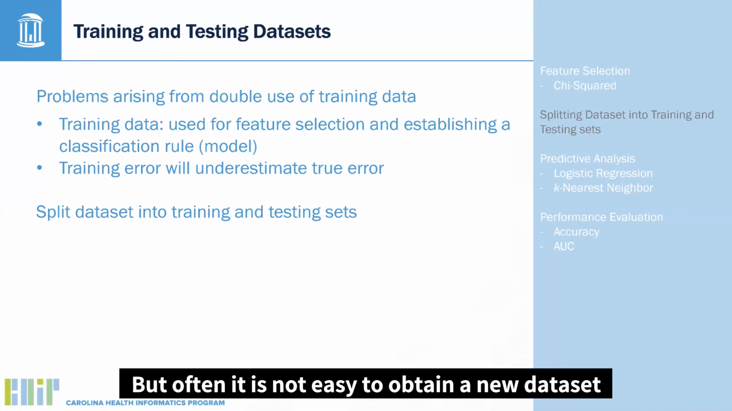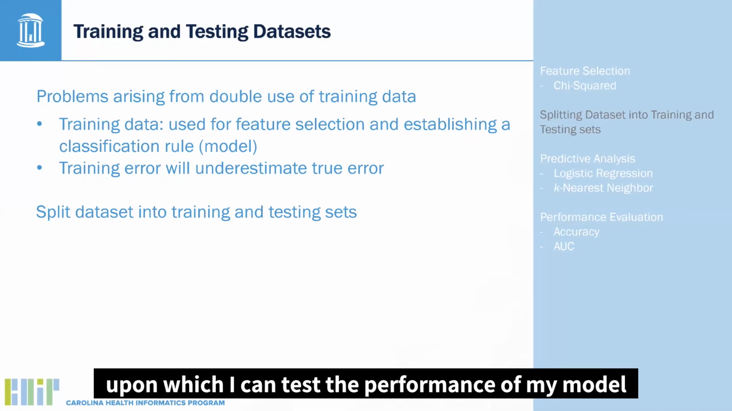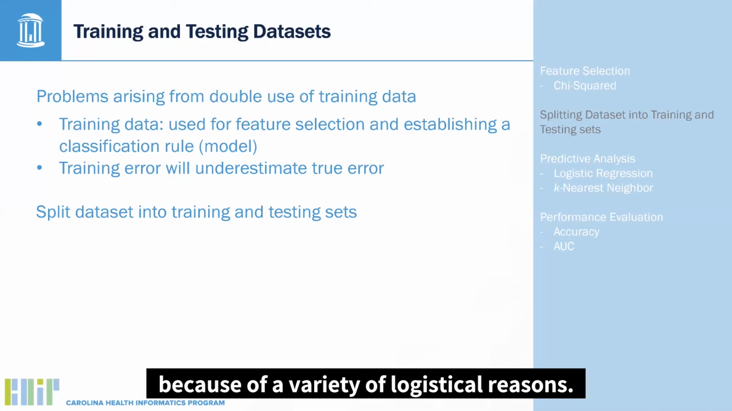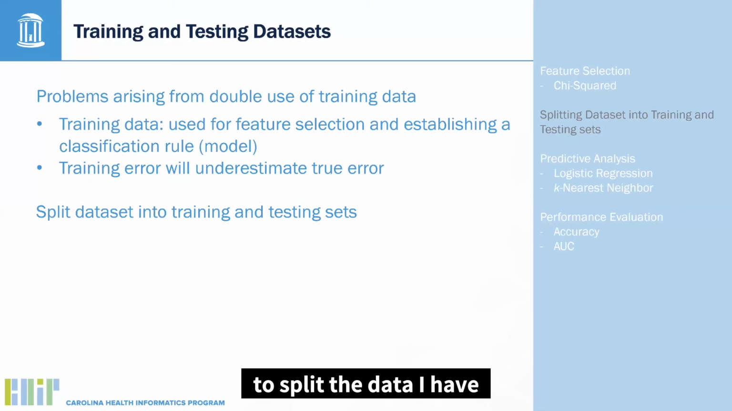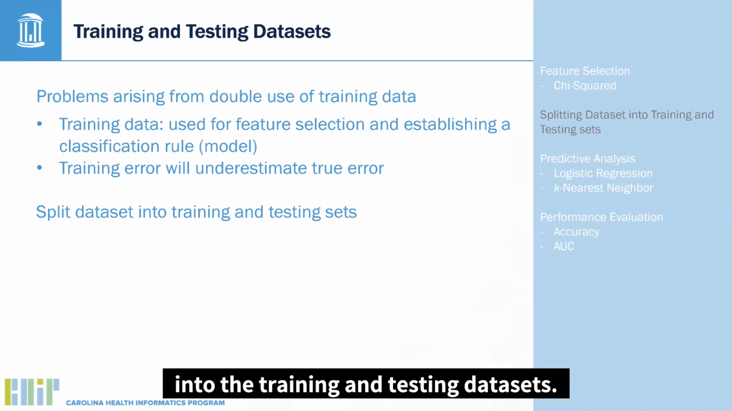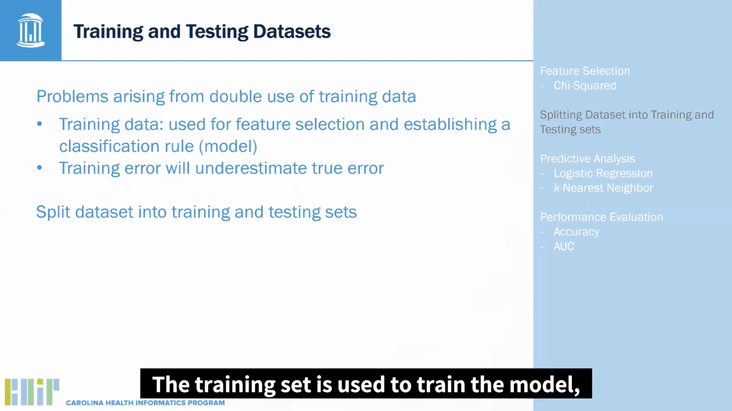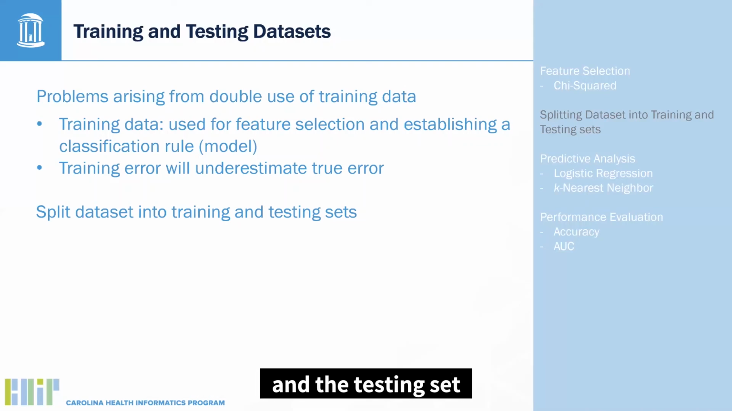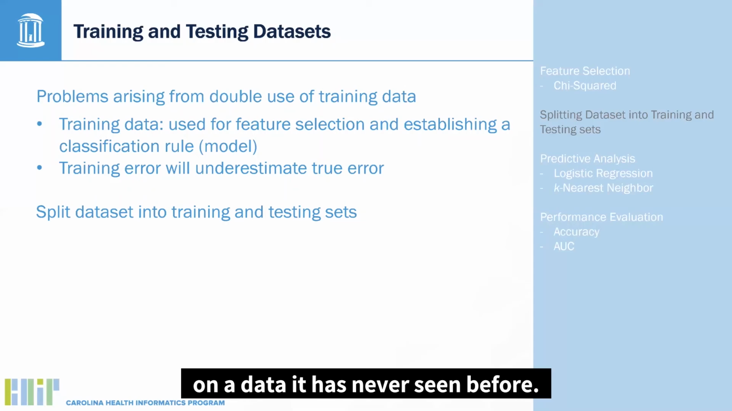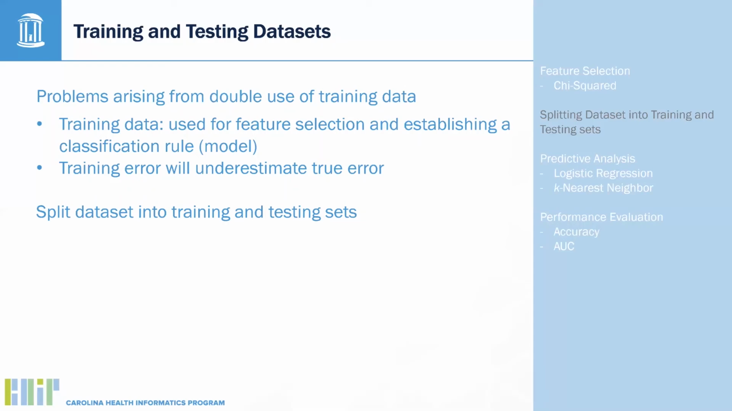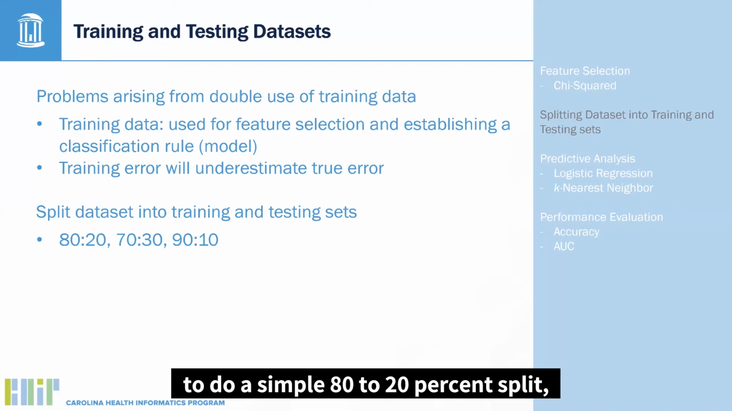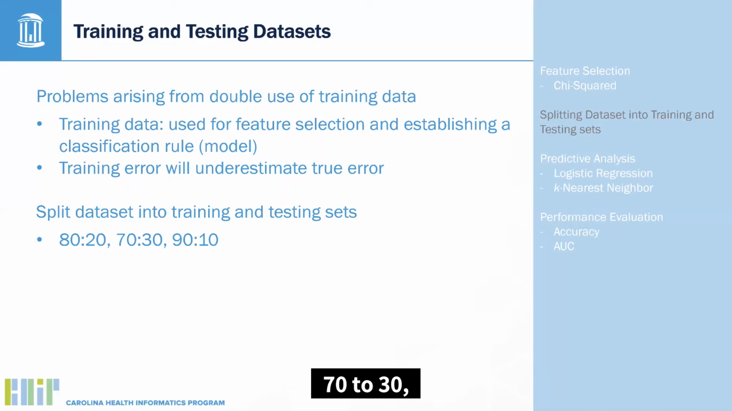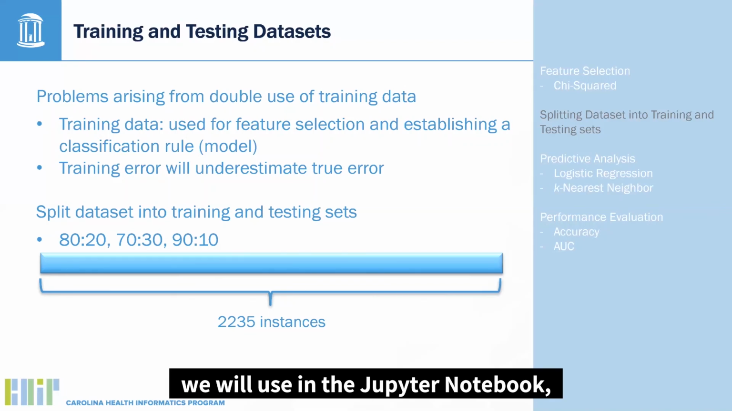But often it is not easy to obtain a new data set upon which I can test the performance of my model because of a variety of logistical reasons. So it would be reasonable to split the data I have into training and testing data sets. The training set is used to train the model, and the testing set is used to validate it on data it has never seen before. The classic approach is to do a simple 80 to 20% split, sometimes with different values like 70 to 30 or 90 to 10%. In our dataset, we will use the Jupyter Notebook.